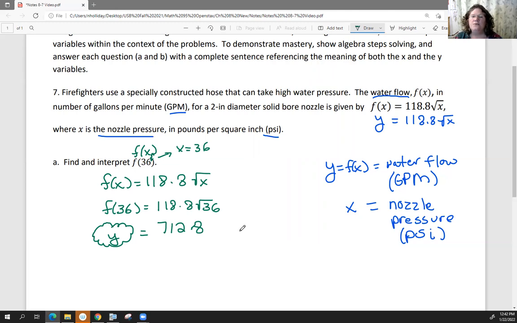And now we have to do the second half of the question. So we found F of 36. Now we need to interpret. So let me get a different color here.